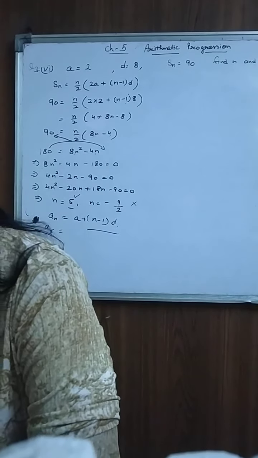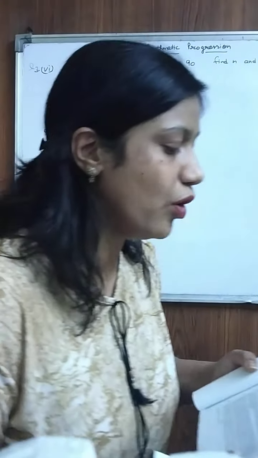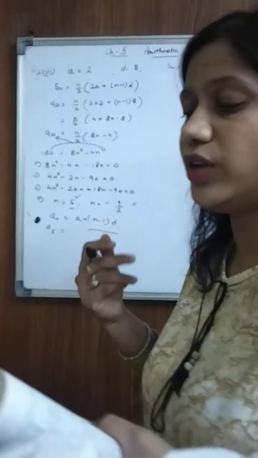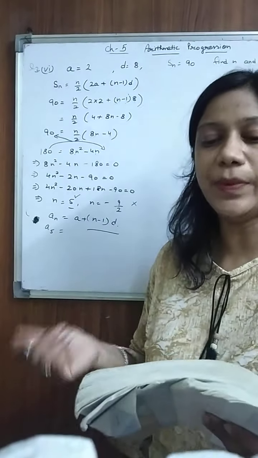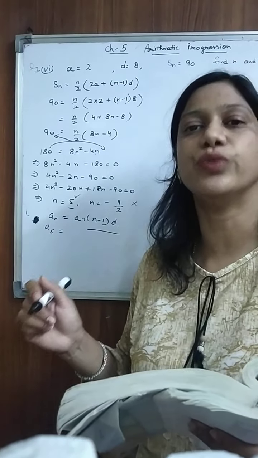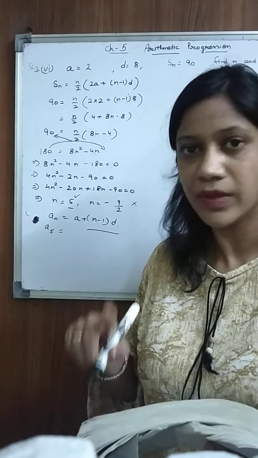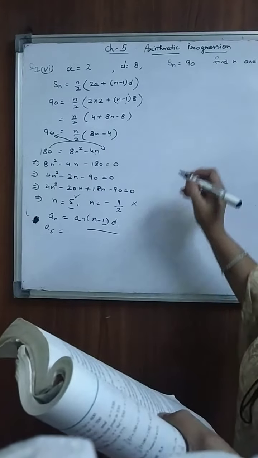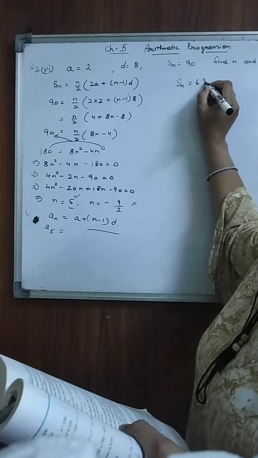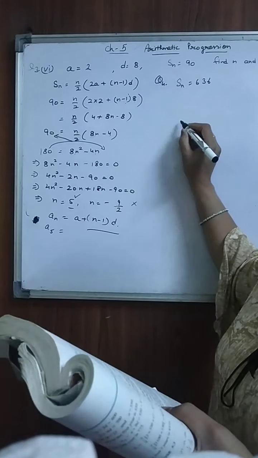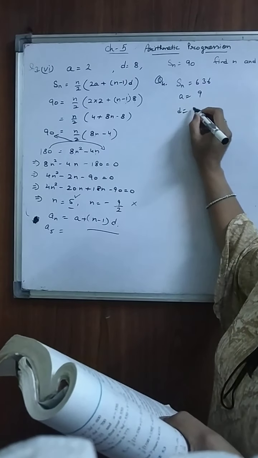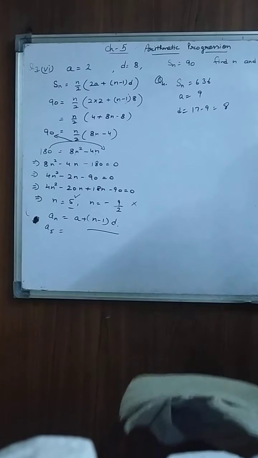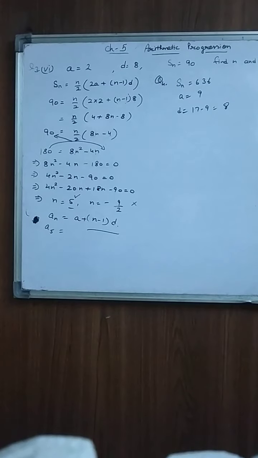How many terms of the AP must be taken to give a sum of 636? How many terms of the AP? It means you have to find n. The AP series is given: 9, 17, 25. It means a is 9, d is 17 minus 9, 8. And you need to find the n value where Sn is given, 636. Absolutely the same method you have to use, you will get your answer. Is it clear to you?